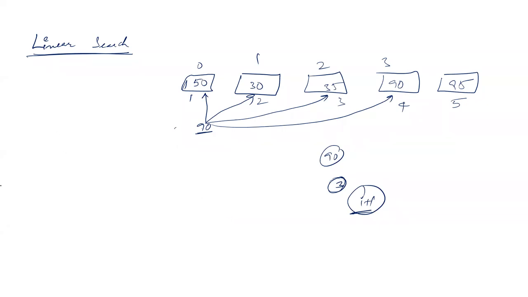What is linear searching? Linearly searching from the start element to the end element, comparing each element in the array in a loop, this is called linear search.